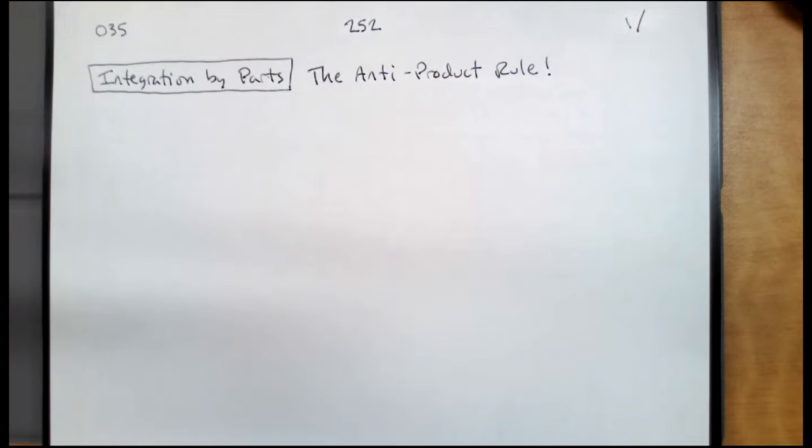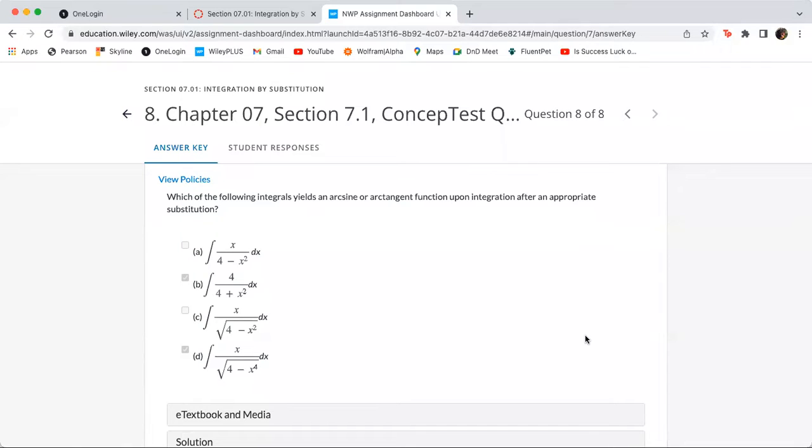Today we want to look at integration by parts, but before we look at that, let's take a look at a problem from the homework, which was very similar to the ones we were talking about yesterday. So in this problem, we want to identify the following integrals that yield an arcsine or an arctangent function upon integration after an appropriate substitution.